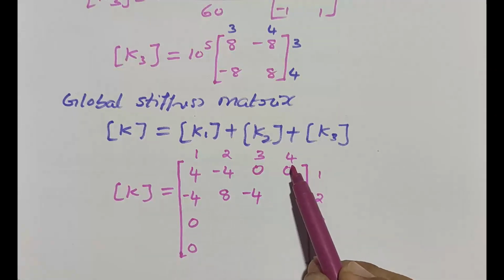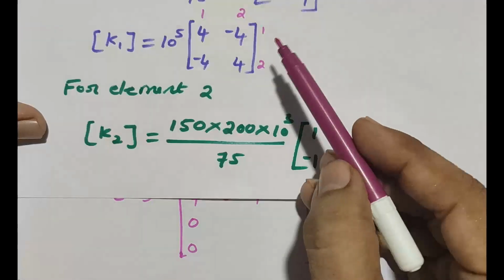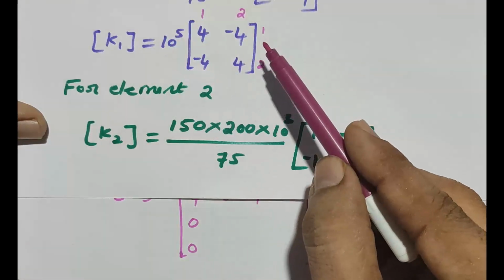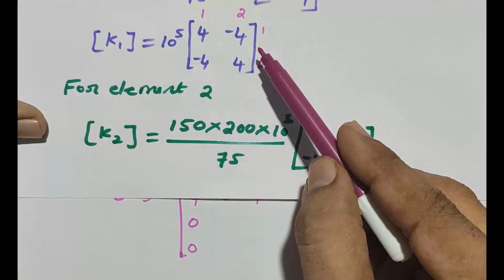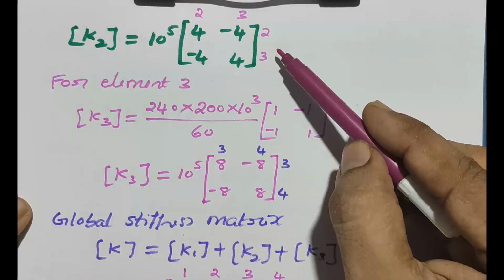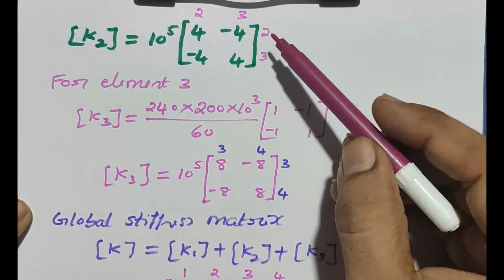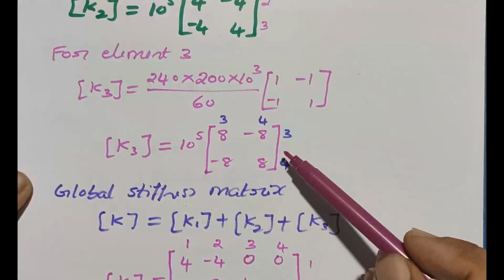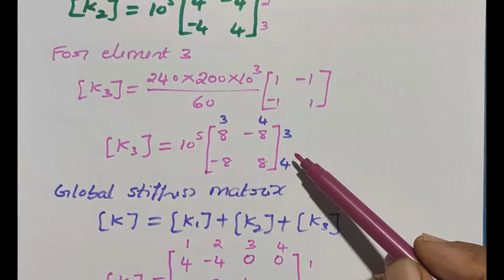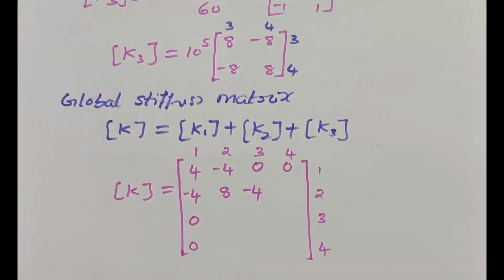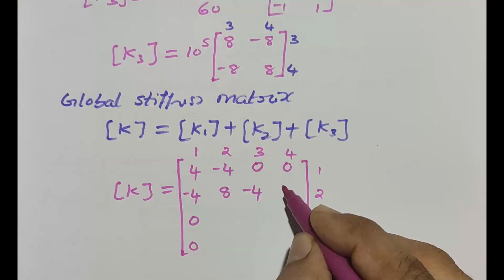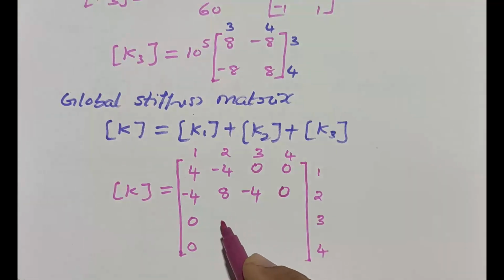Next, we need element corresponding to 4 and 2. Here we don't have any element corresponding to 4 and 2. Here also in the elemental stiffness matrix of element 2, we don't have any element corresponding to 4 and 2. And also in K3, we don't have any element corresponding to 4 and 2. Therefore, here I will get 0. Since it is a symmetric matrix, I can write here -4, 0.